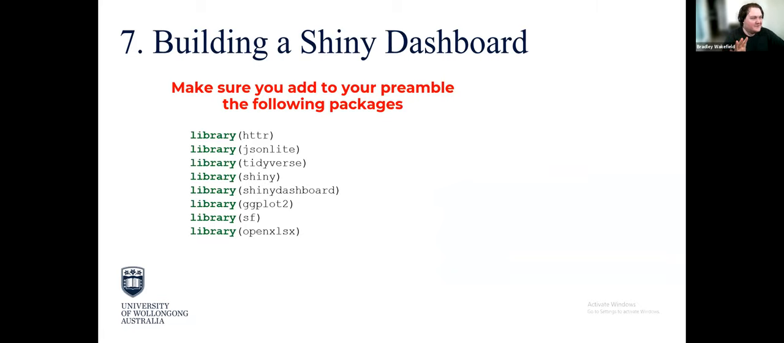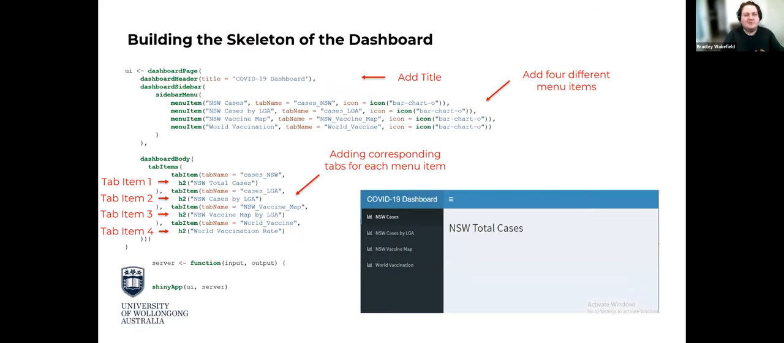All right, so we're going to add all of these functions that we used previously to our preamble. We need to make sure we're not missing any packages, otherwise our code won't run. I think I've got all of them there, but if I've missed any, have a look through the previous code and make sure there's nothing missing. And we can build the basic skeleton of our dashboard now.